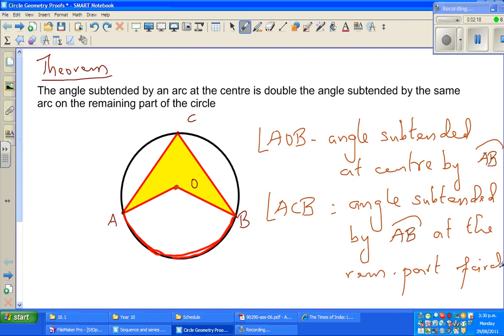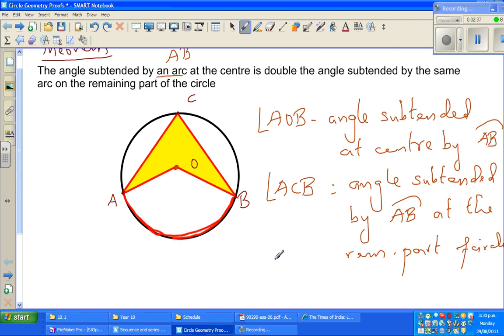So let us read the statement again. The angle subtended by an arc. By an arc here we mean arc AB. At the center, that means O is the center, is double the angle subtended on the remaining part. So what we have to prove is basically that angle AOB is 2 times angle ACB. This is what we want to prove.